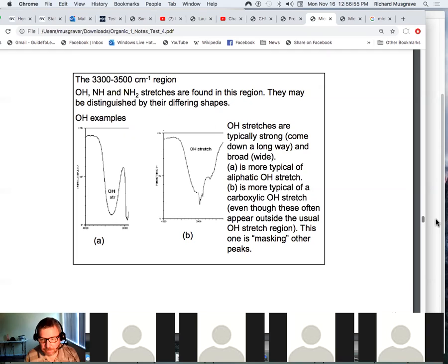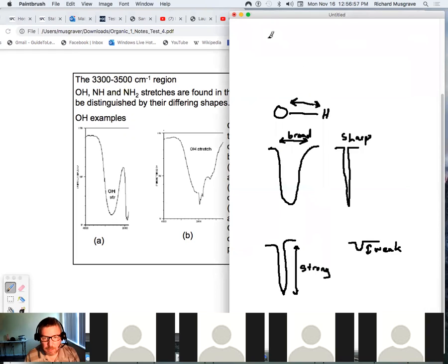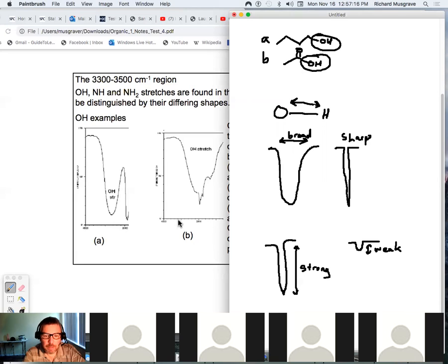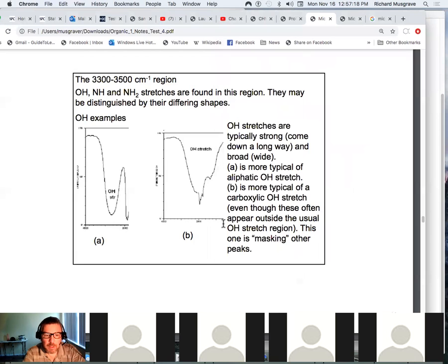Whereas A is more like this, and B is more like this. Now they're both OH stretches, but they're a little bit different because of the kinds of functional groups they're in. Does anybody have any questions about the OH?